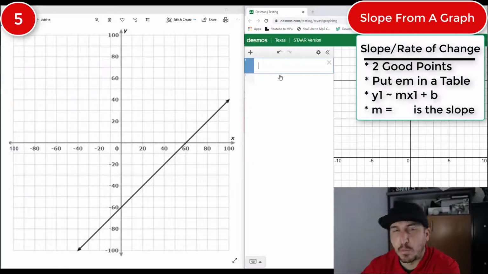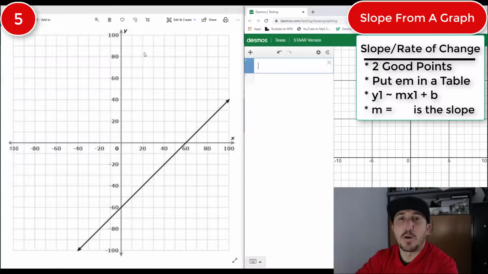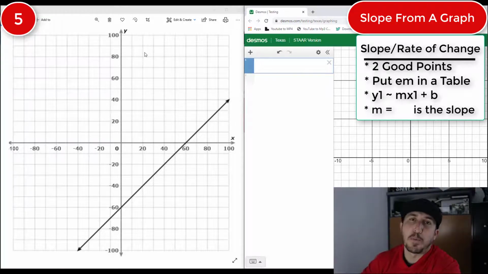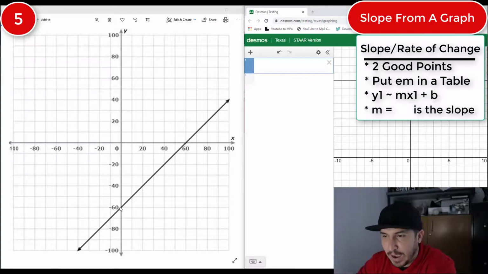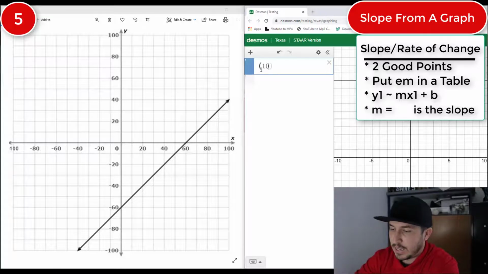Let's find the slope rate of change for this guy. All right, what do you need? You need to have 2 good points. What are 2 good points? It's a point that happens right at the corner on the line. So let's trace this line and go find it. It looks good, but I don't want to mess with it because it's right on the y line. Let's keep going. Oh, there's a good point right here. What is this? This is 10, -50. So 10, -50.